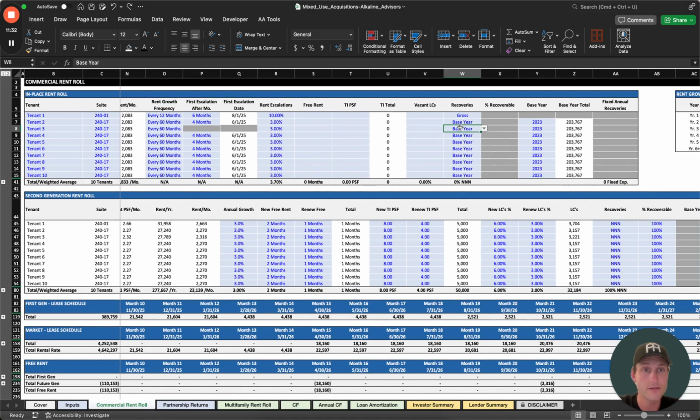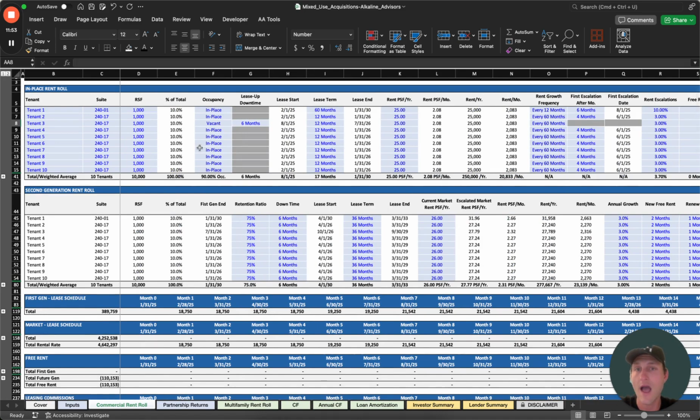For recoveries, is it going to be triple net, base year, gross, or fixed? If we choose triple net, for instance, you can choose what percent we're going to be recovering. If it's base year, you choose the base year. If it's gross, it's just the gross amount. And then if it's fixed, you can actually key in a dollar amount over here.